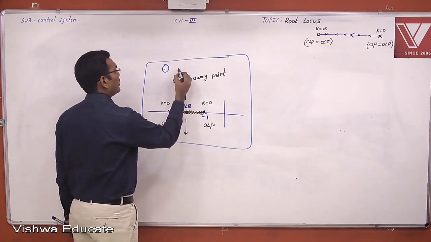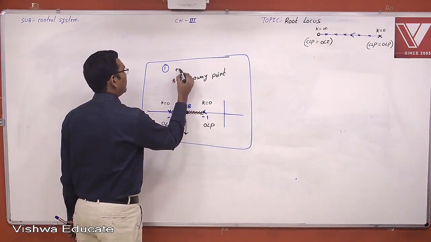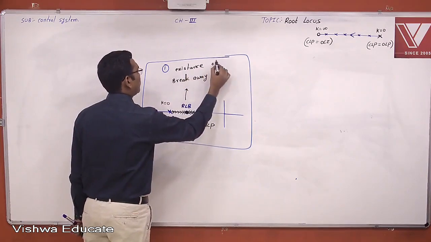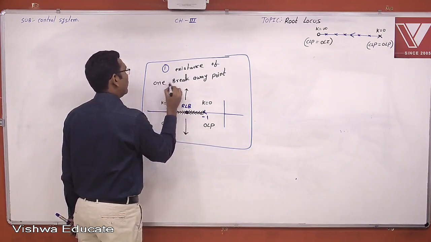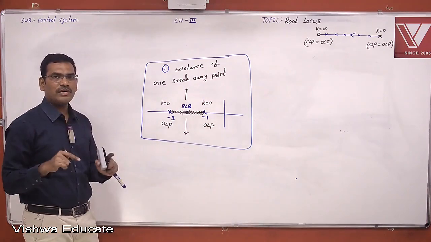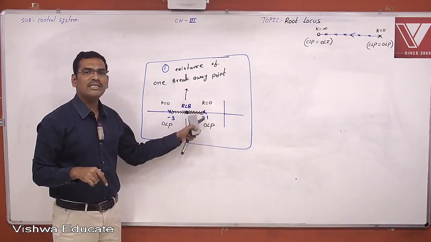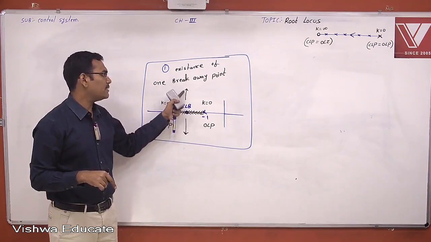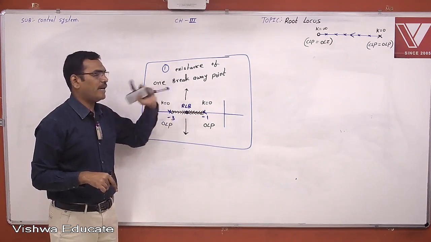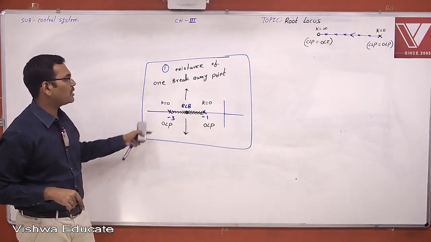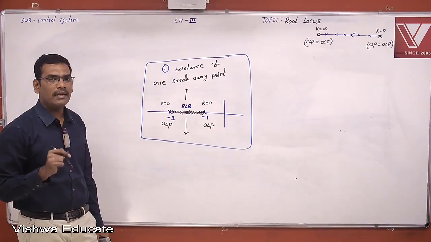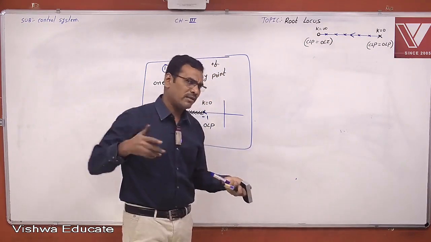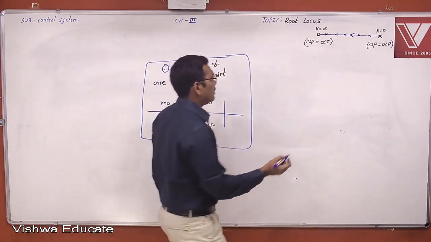There is a chance of existence of one breakaway point when the situation is that there are two adjacently placed poles, and between them there is a root locus branch. Then there exists at least one breakaway point. Understand or not? This is one possibility of the existence of the breakaway point. Now the second question is, now another possibility. We'll see all the possibilities. Okay. Now see here.